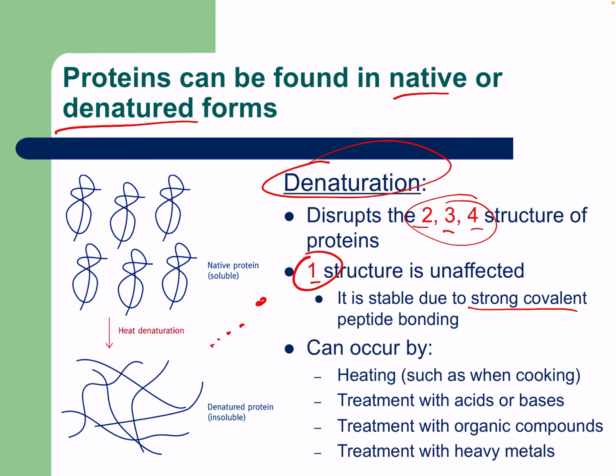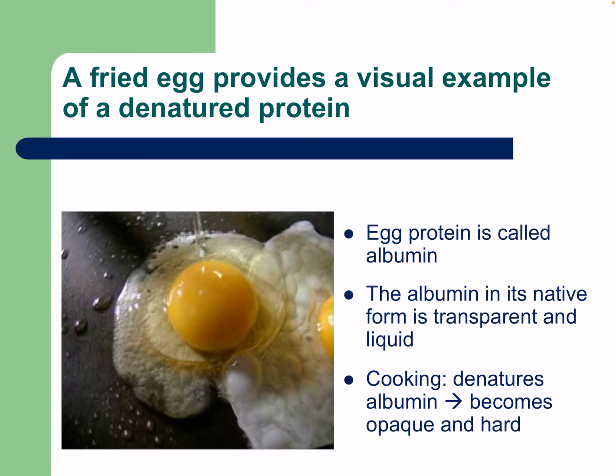Denaturation can occur with heating, such as when cooking or when curling your hair. We can denature it from curly to straight. For example, when we cook eggs, we're technically denaturing it. That's why it goes from clear to white. This can also be caused by treatment with acids or bases, organic compounds, and heavy metals. As I said, a fried egg provides a visual example of a denatured protein.